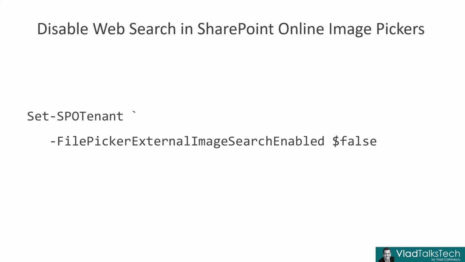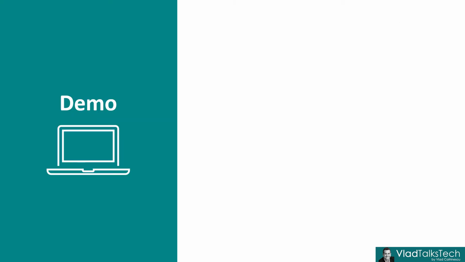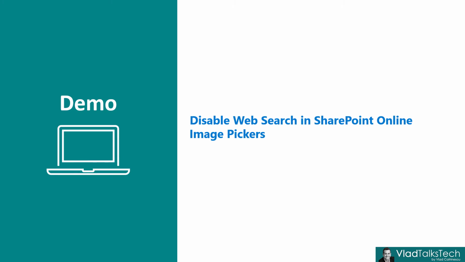So we will run the Set-SPOTenant PowerShell cmdlet and then specify the FilePickerExternalImageSearchEnabled and set it to false. It's really one cmdlet and super easy to do. So let's head over in the demo environment and check it out.